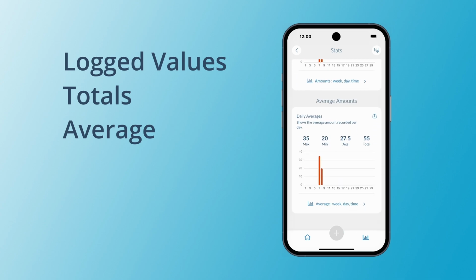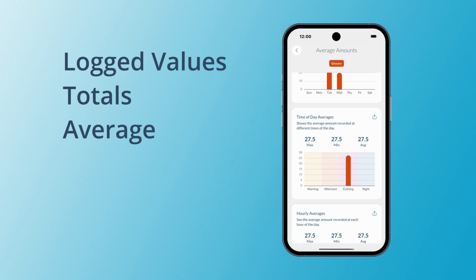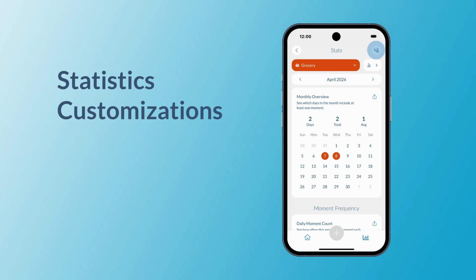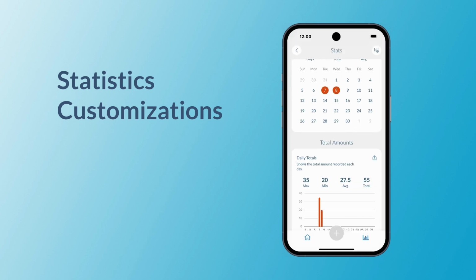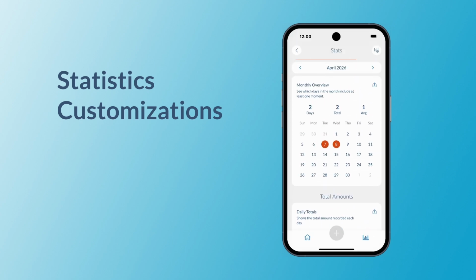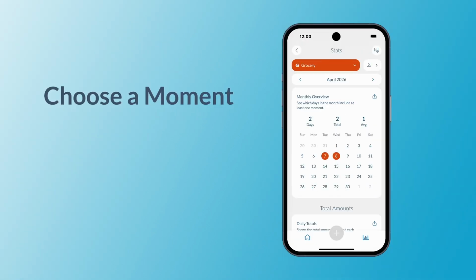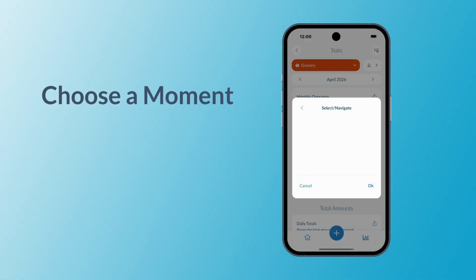Don't like some charts? Tap the Settings icon in the top right corner. You can hide or show what you want. Each moment can have its own setup. To see stats for other moments, tap the moment name at the top. Then pick a moment from the list.